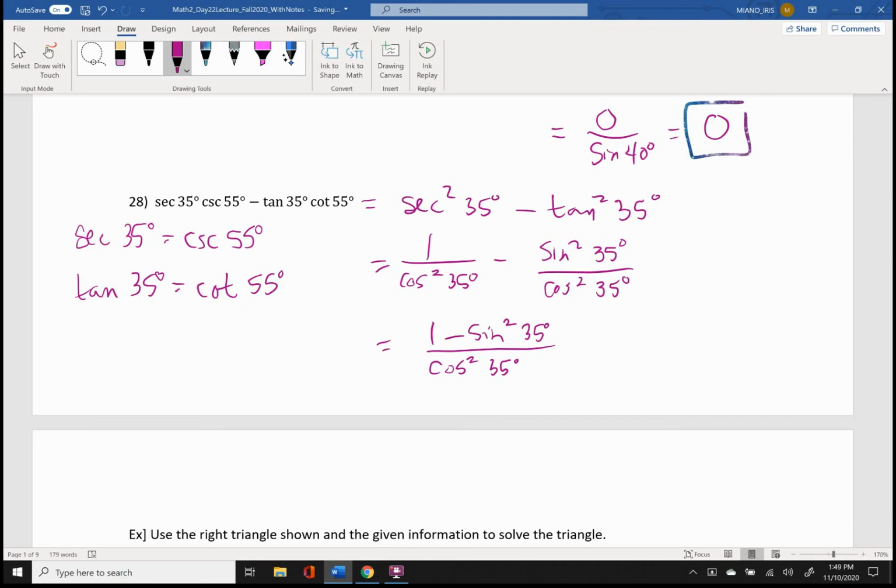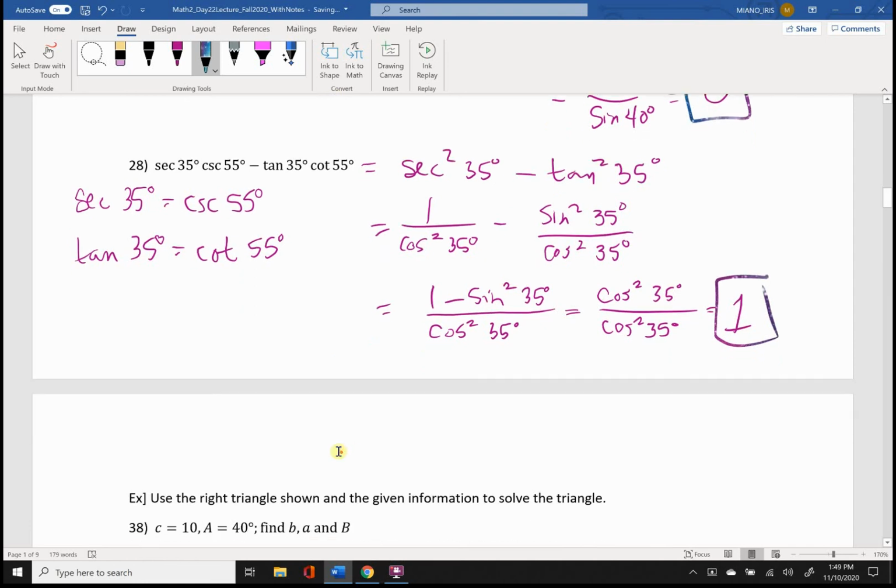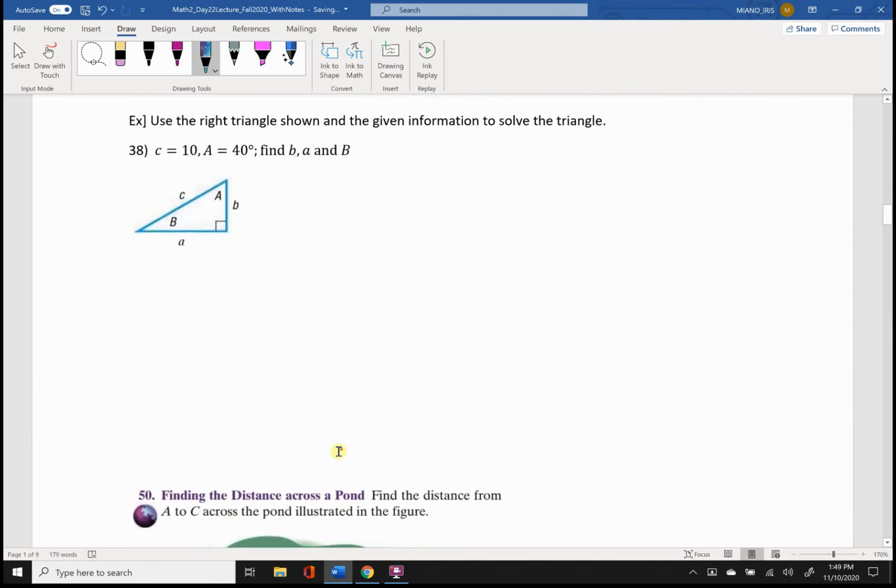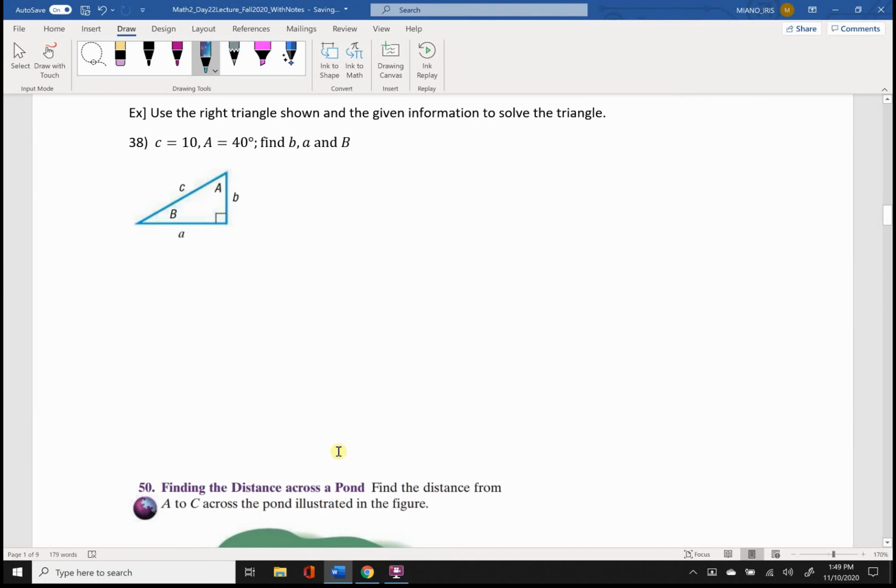So 1 minus sine squared 35 degrees. We can use the Pythagorean identity to rewrite that as what? Guess what? Cosine squared 35 degrees. Indeed, anything over itself is just a big ol' 1. And there you have it. All this rigmarole in the beginning on number 28 just settled down to simply a 1. Cool. We have 2 more examples that I want to go over in this section, and then we'll get into that sine inverse business back in chapter 6.